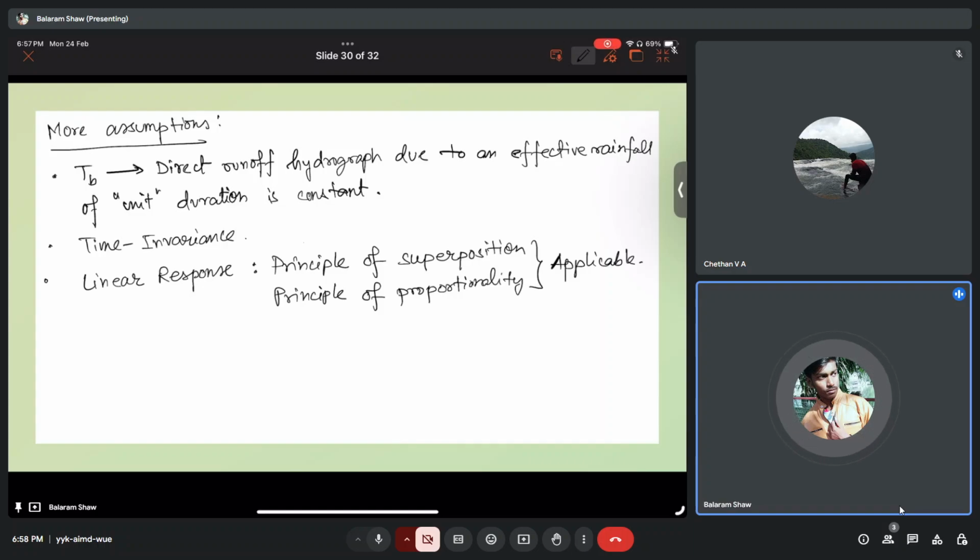Okay, so principle of superposition: we can add up the hydrographs of, let's say, similar duration rainfall events. And principle of proportionality: if the duration of the effective rainfall is fixed, let's say it is a 3 hour unit hydrograph, but its volume changes, then the duration of the direct runoff does not change. Okay, I'll write that, principle of proportionality.